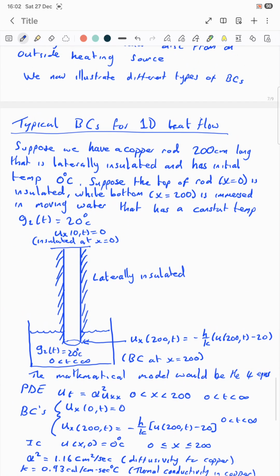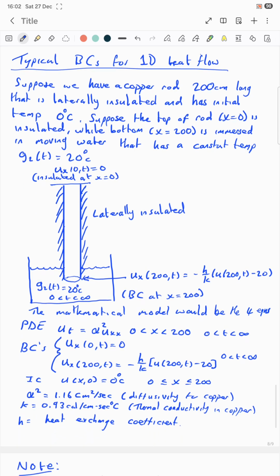Type 3 boundary condition for 1D heat flow. Suppose we have a copper rod 200 centimeters long that is laterally insulated and has an initial temperature of 0. Suppose that the rod at x equals 0 is insulated, while the end at x equals 200 is immersed in moving water that has a constant temperature of 20 degrees. Now we've drawn it pictorially here, which is laterally insulated. Now given our boundary conditions, at x equals 200 we're plugging in these values.